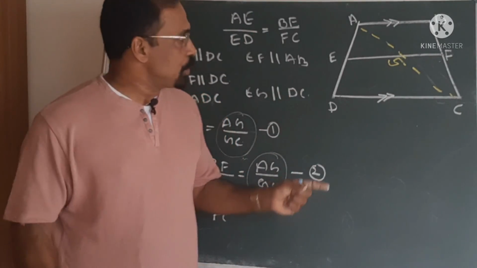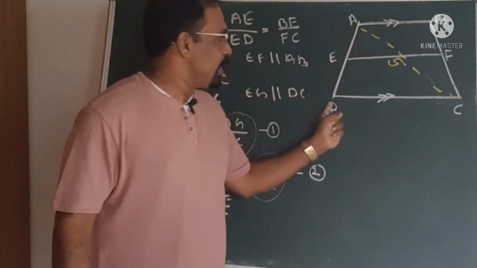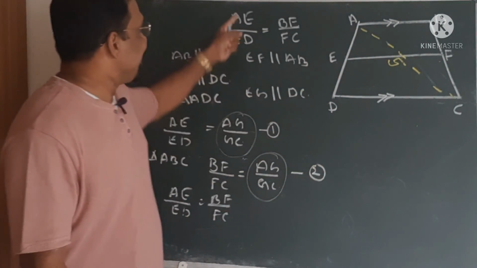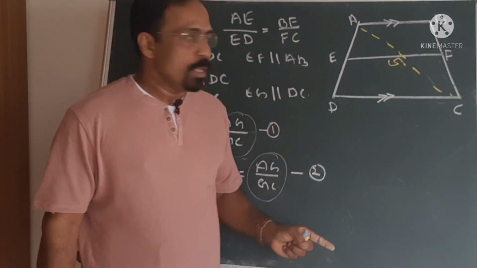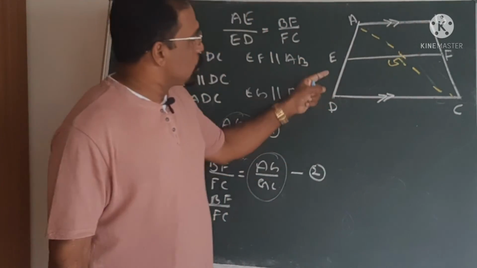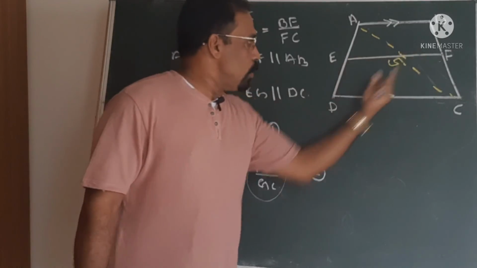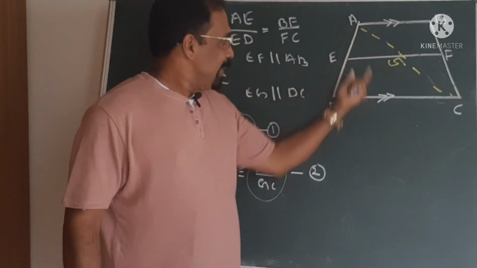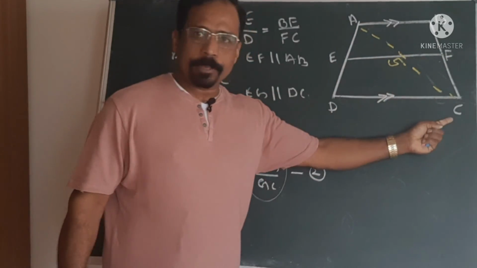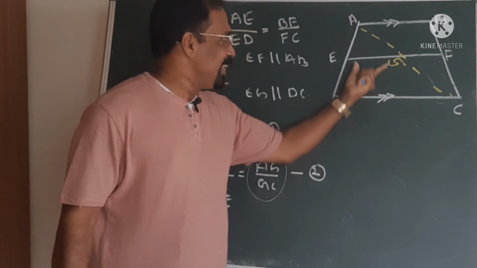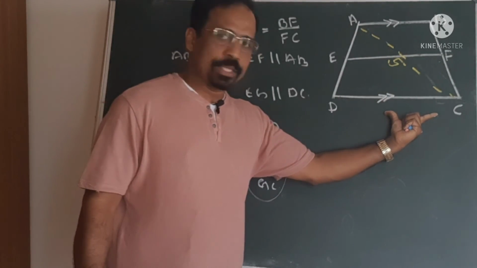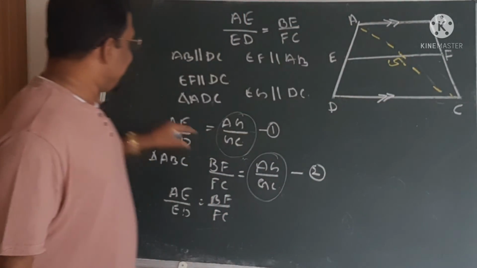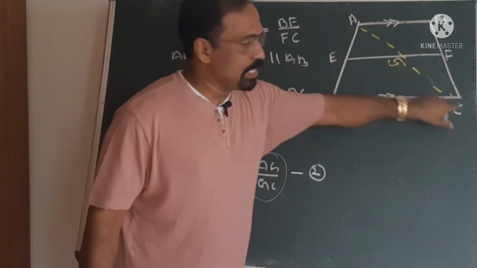Now let us have a quick revision. We have been given that AB is parallel to DC and EF is parallel to AB. Then we have to prove that AE by ED is equal to BF by FC. Now if AB is parallel to EF, this EF will also be parallel to DC. First of all, we are considering this triangle ADC. Here EF is parallel to DC. If EF is parallel to DC, EG will also be parallel to DC. So we can apply theorem 6.1. That means AE by ED is equal to AG by GC.